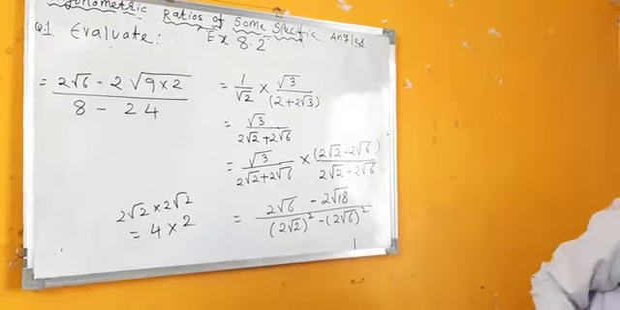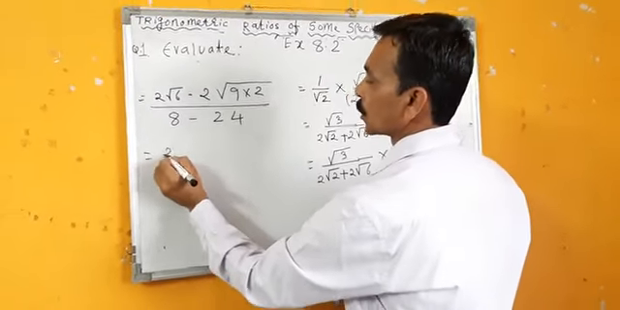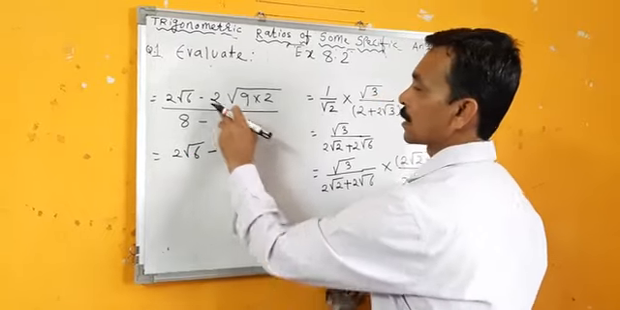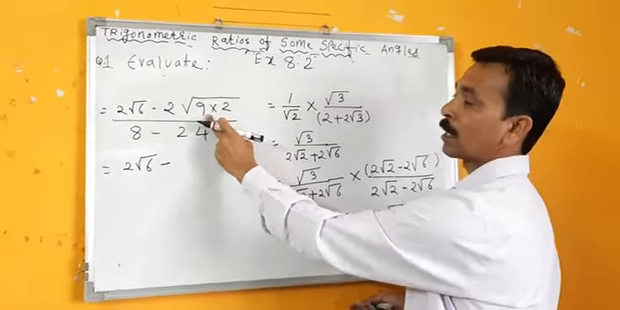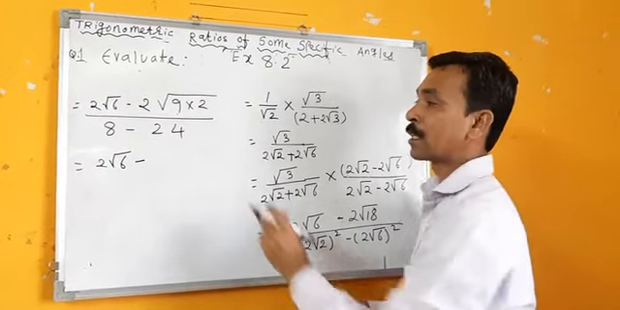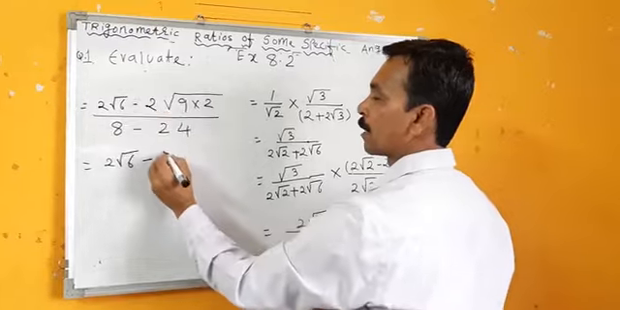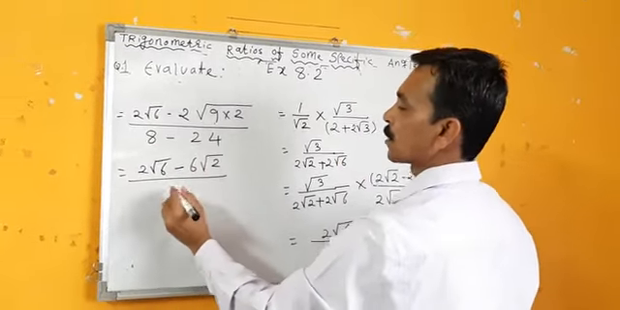So that becomes 24. It is equal to 2 root 6 minus 2, which is already outside. What is inside? Under root 9 into 2. What is the square root of 9? 3. So 3 gets multiplied with 2. It becomes 6 root 2 upon, what is 8 minus 24?